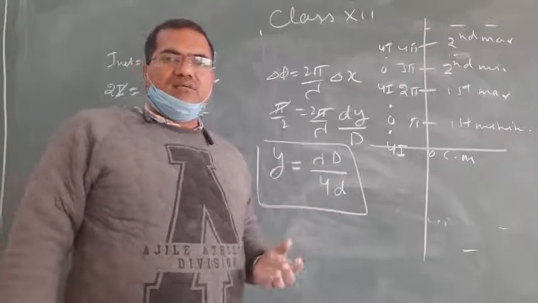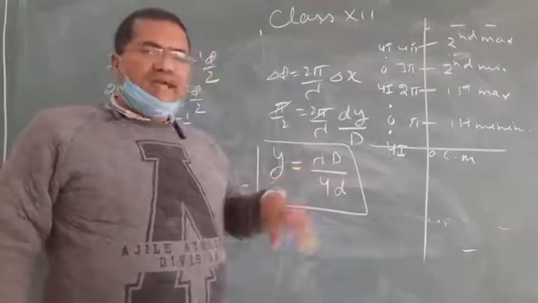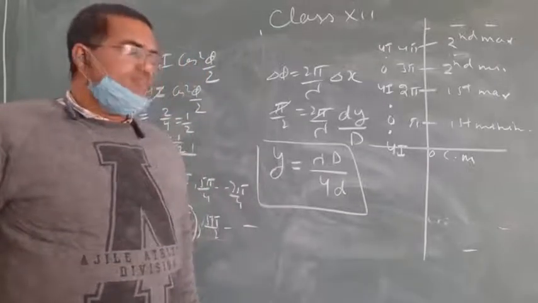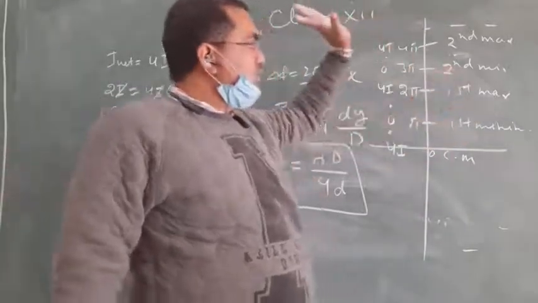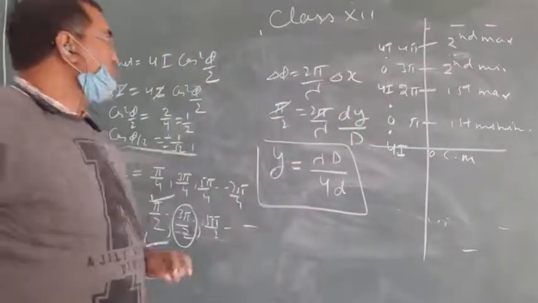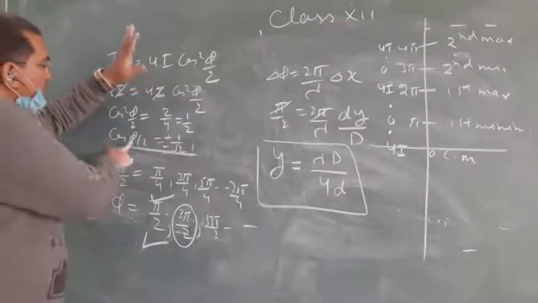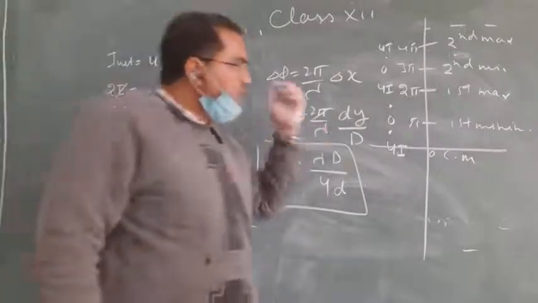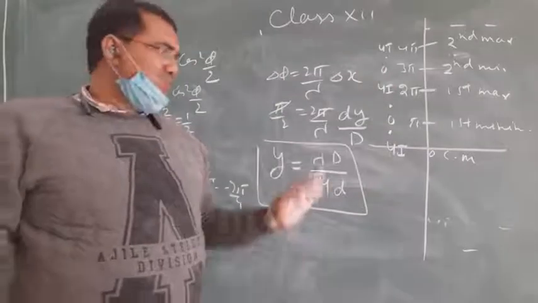75% intensity. So next question, just do it at your home. What would be the position of intensity 75% between first minima and first maximum? 75%. So you should put here 75% means 3i. 3i equals 4i cos square phi by 2, and you will find phi for that. And there are many solutions. So you should remember that we have to find the solution between pi and 2 pi, first minimum to first maximum. So you can do it at home.